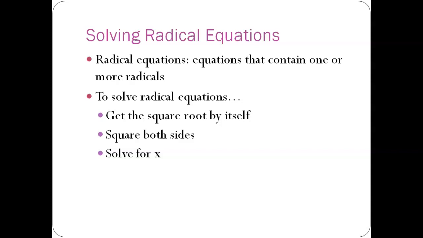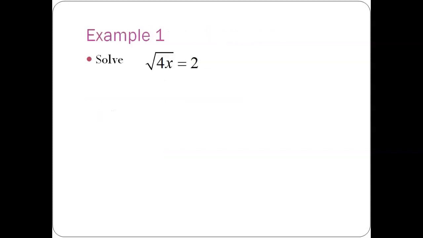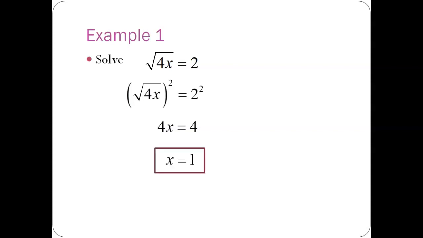Let's take a look at our first example. We have the square root of 4x equals 2. So first, check to see whether or not your square root is by itself. In this case, it is. So we can square both sides for our next step. Squaring both sides, now we have just 4x on the left because once you square the square root, those cancel each other out. So we have 4x equals 2 squared, which is equal to 4. And now we can solve for x, so we can divide both sides by 4. So we get x is equal to 1.